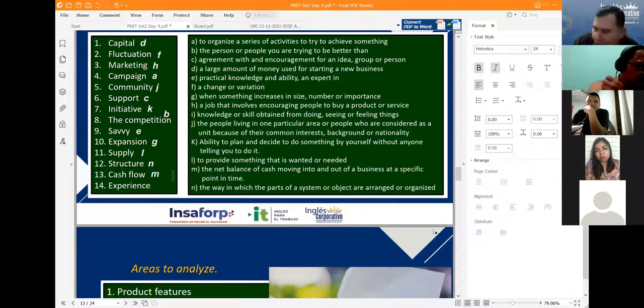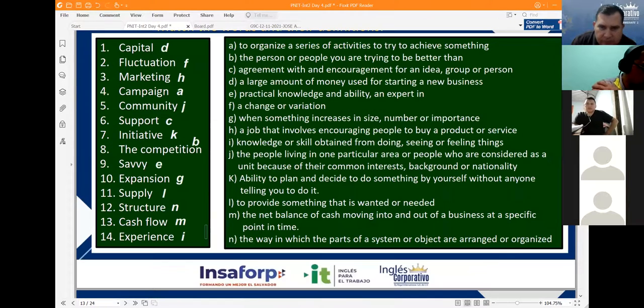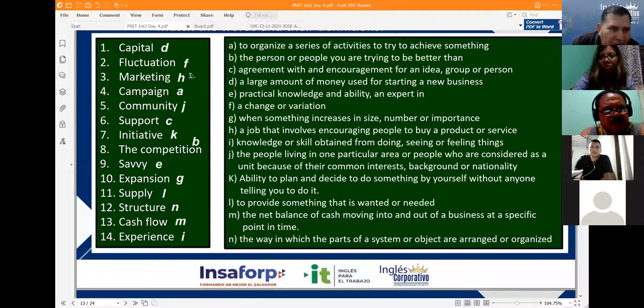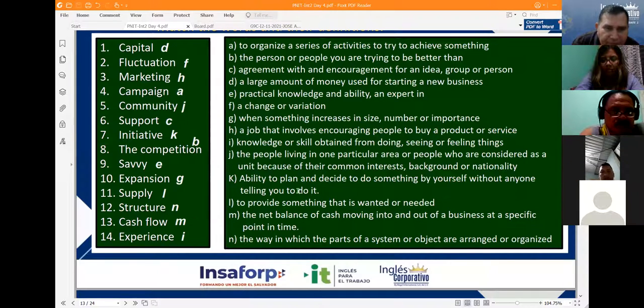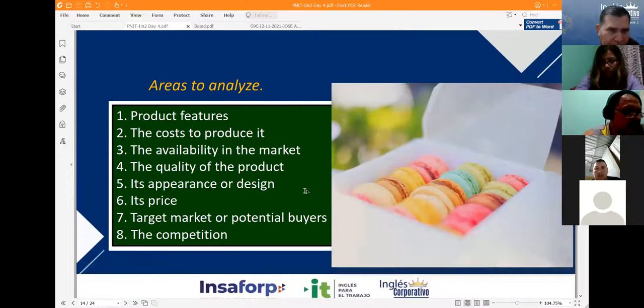What about 14? The last one. Letter I. Yes, letter I. So this is knowledge or skill obtained from doing, seeing, or feeling things. Experience, okay. Excellent. So, capital, fluctuation, market, campaign, community, support, initiative, competition, savvy, expansion, supply, structure, cash flow, and experience. Excellent, very good. Continue, my dear ones.